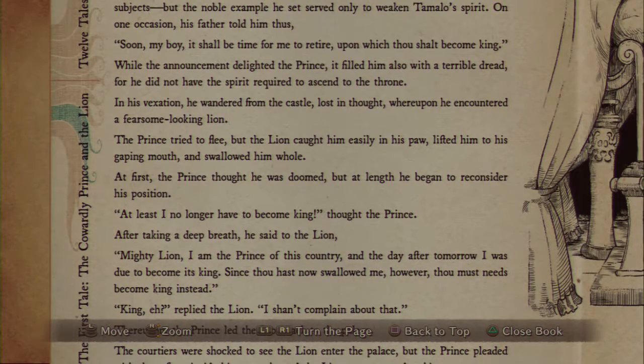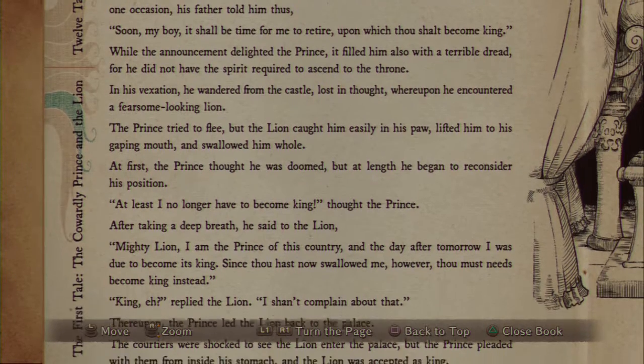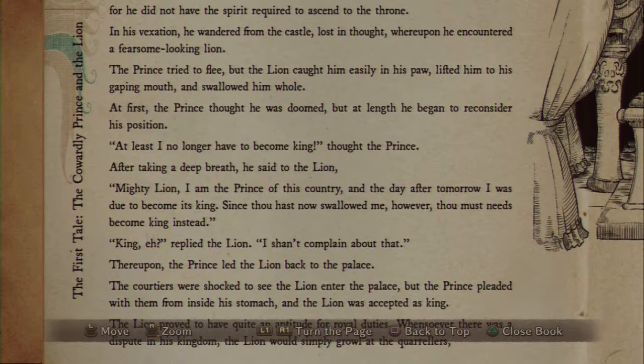While the announcement delighted the prince, it also filled him with a terrible dread, for he did not have the spirit required to ascend to the throne. In his vexation, he wandered from the castle, lost in thought, whereupon he encountered a fearsome lion. The prince tried to flee, but the lion caught him easily in his paw, and lifted him to his gaping mouth and swallowed him whole.